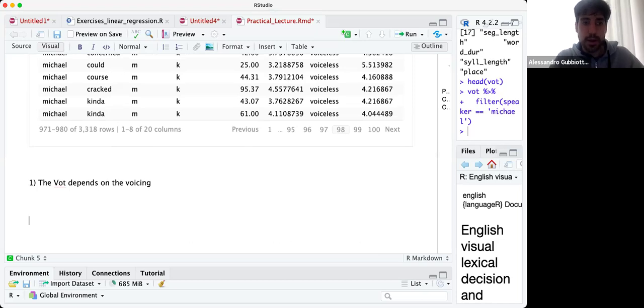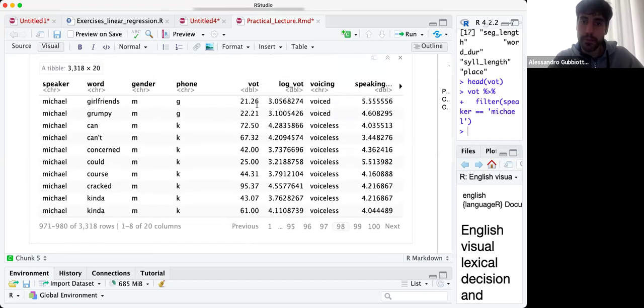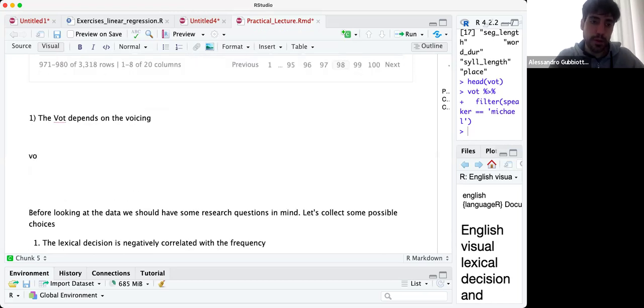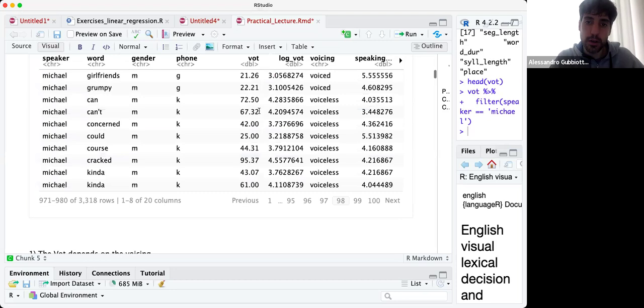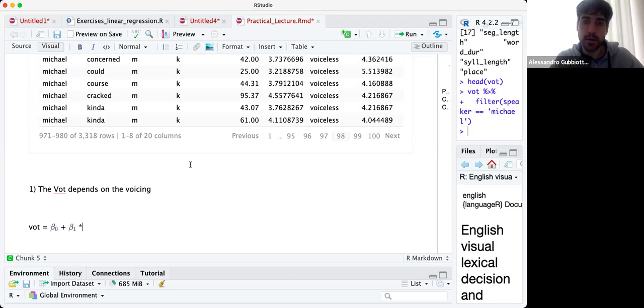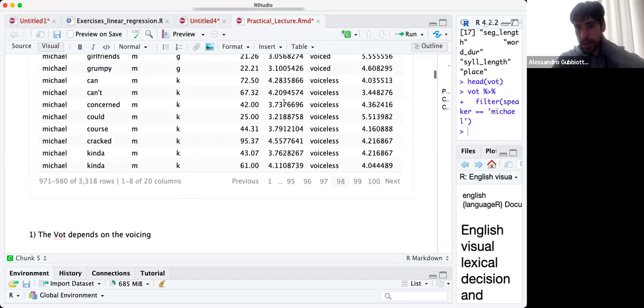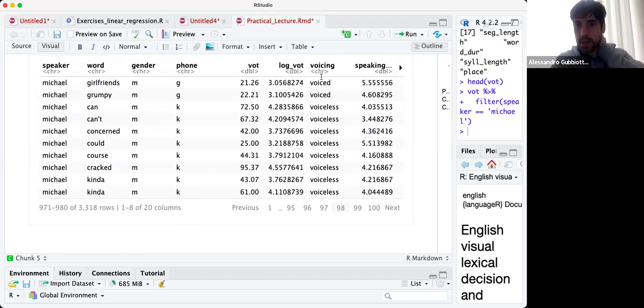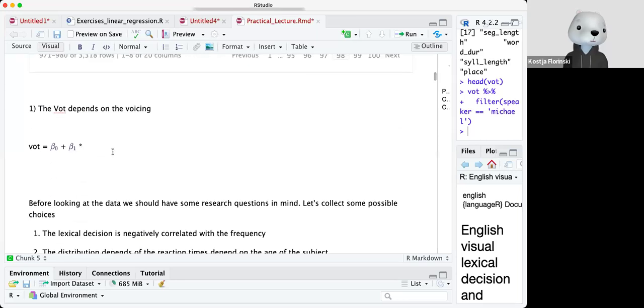The regression model: the vocal onset time, which is a numeric variable, is equal to a linear function, so beta 0 plus beta 1 times some encoding of the variable voicing. But now we have to encode the variable. So how can we do it? The voicing variable can be either voiced or voiceless, so we have only two possibilities. So 0 and 1. Exactly.